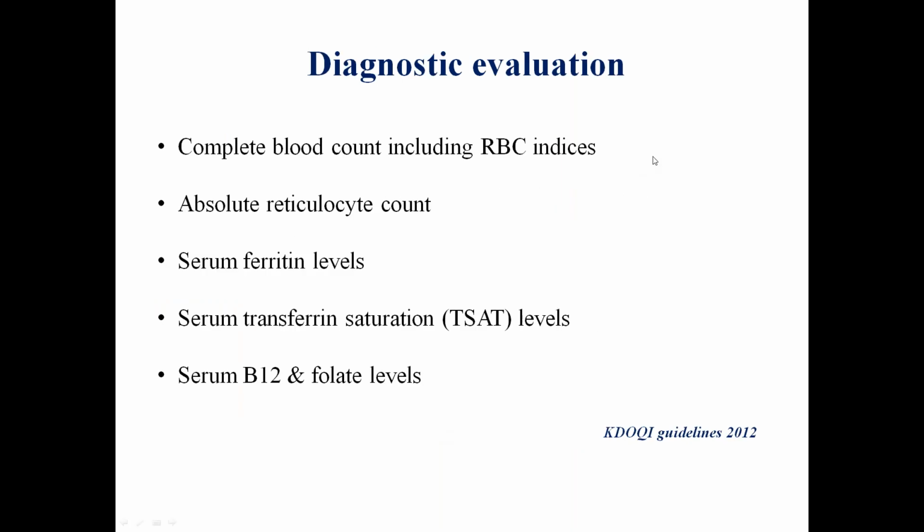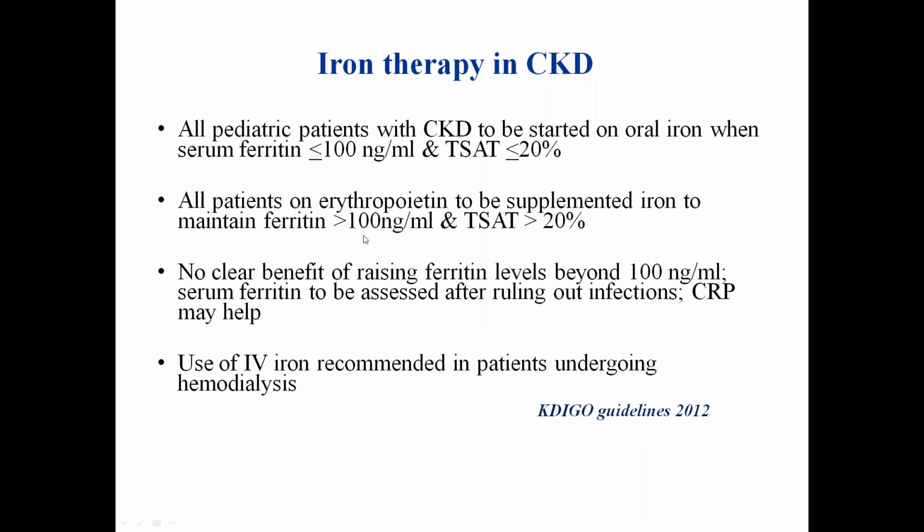Now, for the evaluation of anemia, you need to look at the complete blood count with the RBC indices, and absolute retic count will help you to identify iron deficiency, and serum ferritin levels are very important to identify any concomitant iron deficiency in these patients, and B12 and folate levels will also additionally identify any concomitant B12 and folate deficiency.